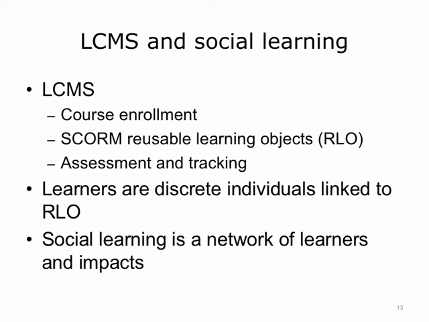From our previous unit, we learned that LCMSs support course enrollment, they hold SCORM-compliant reusable learning objects, and they track and assess the learners. In the LCMS model, learners are discrete individuals linked to specific learning objects. Social learning creates a network or web of learners and a wide range of informal and formal learning opportunities.